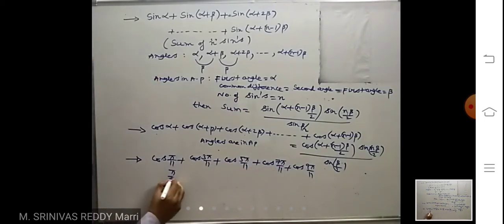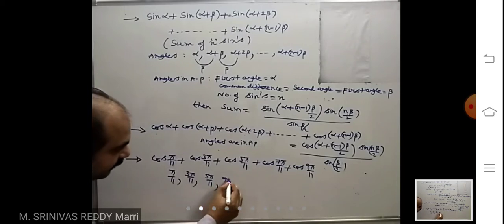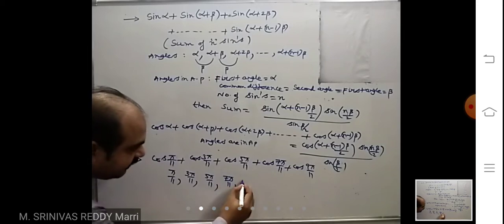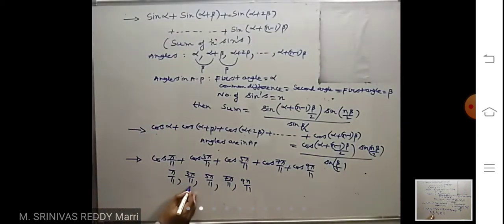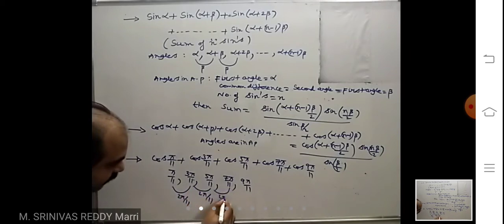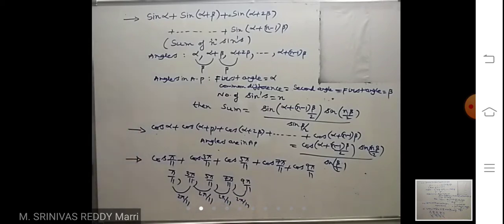If you look at the angles, pi by 11, 3 pi by 11, 5 pi by 11, 7 pi by 11, 9 pi by 11, the angles are in AP. This minus this is 2 pi by 11, 2 pi by 11, 2 pi by 11, 2 pi by 11. The common difference is the same. That means the angles are in AP.